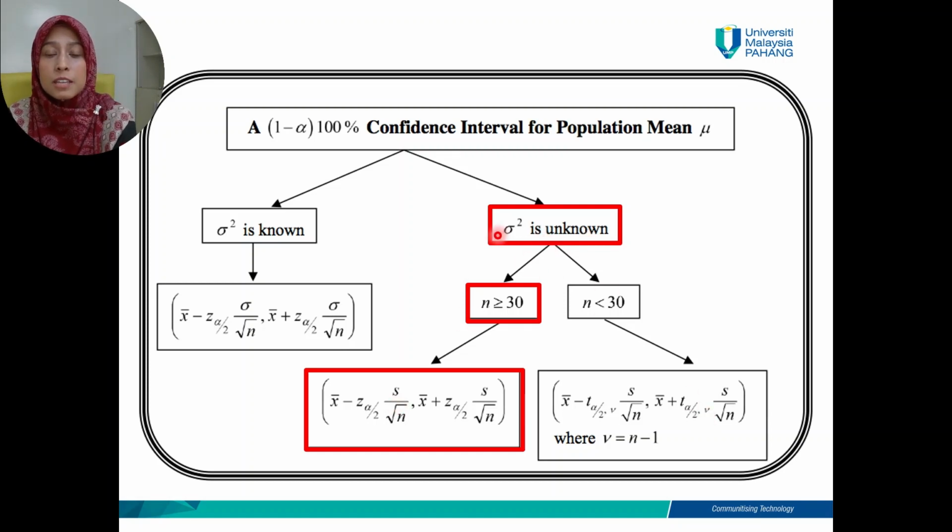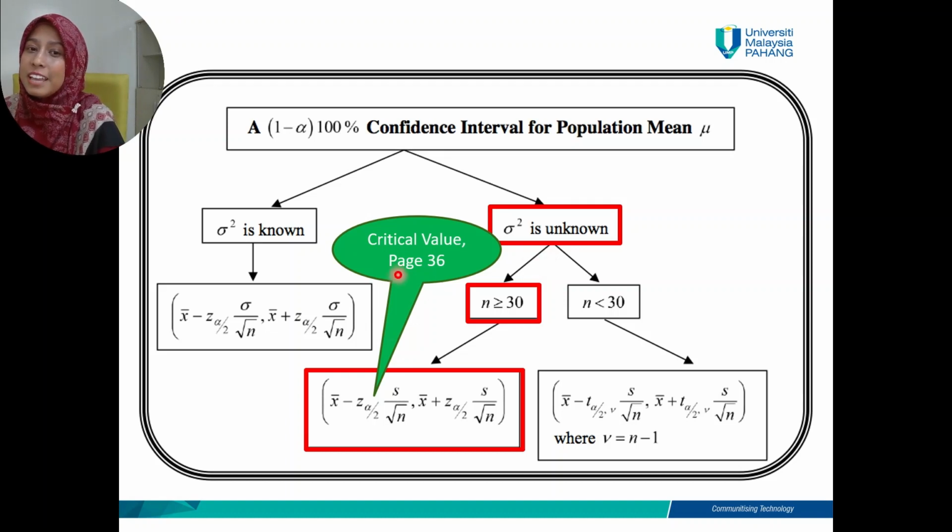So you need to check. If it is the case of sigma square unknown, sample size greater than 30, then this is the formula. It's actually almost similar to the first formula. The only difference is that the first formula uses sigma, and the second formula uses S. Here is the population standard deviation, and here it's the sample standard deviation. Okay, next, the critical value you can get from page 36.